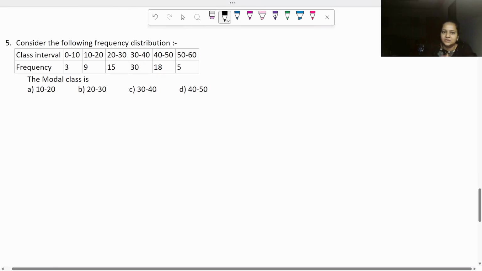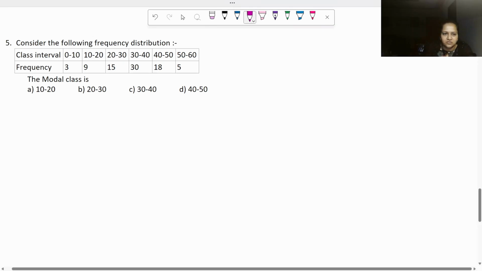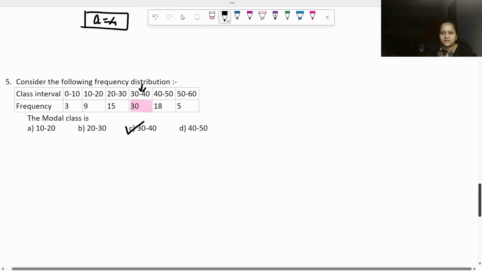Let's look at a basic question now where we have to identify which is the modal class. Which is the modal class? The class with highest frequency. Which is the class with highest frequency? The class with highest frequency over here out of 3, 9, 15, 30, 18 and 5. The highest frequency is 30. So then this is your modal class. So the modal class is answer C. Correct? I hope you all have understood the basics.